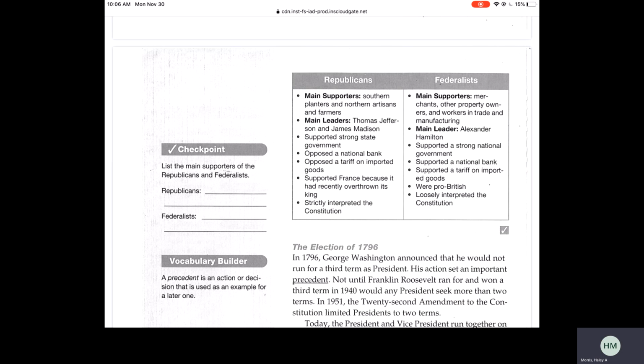Whereas the Federalists' main supporters were merchants, other property owners, and workers in trade and manufacturing. Their main leader is Alexander Hamilton. They supported a strong national government. They supported a national bank. They supported a tariff on imported goods. They were pro-British, actually, and they loosely interpreted the Constitution. And so we have a checkpoint question here as well. List the main supporters of the Republicans and Federalists.